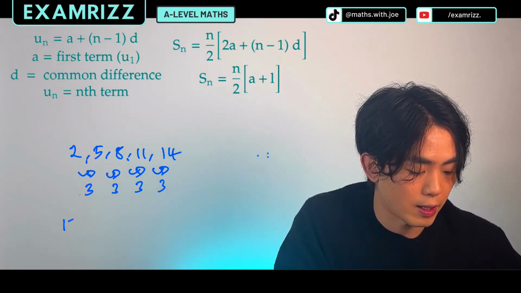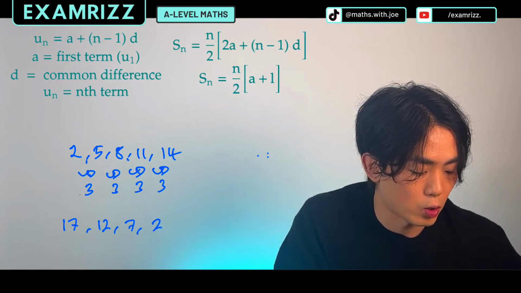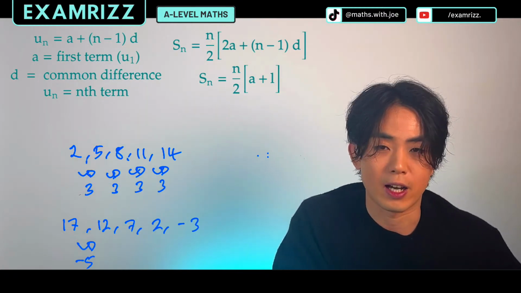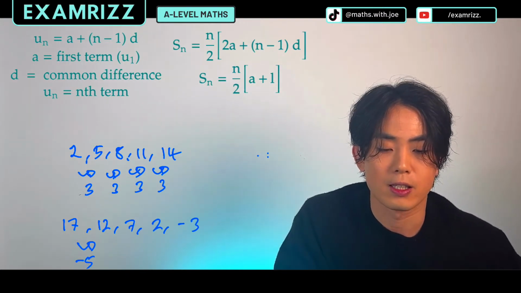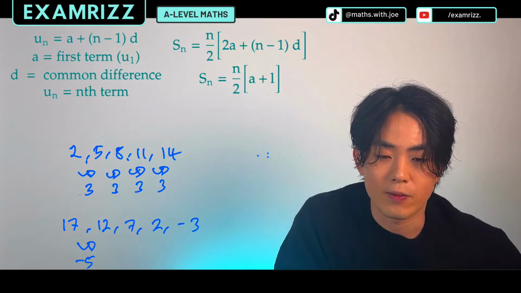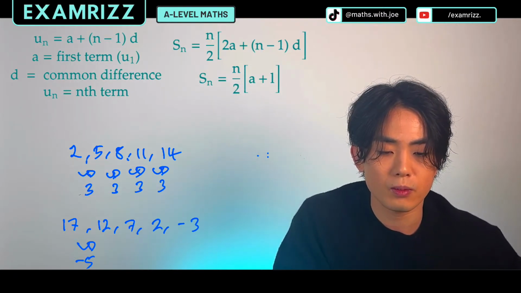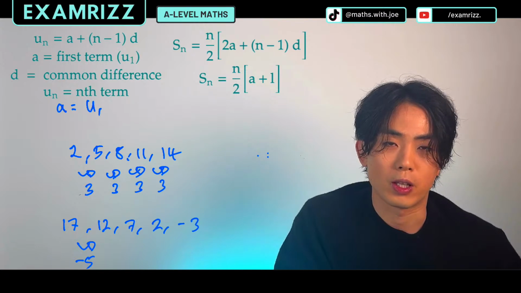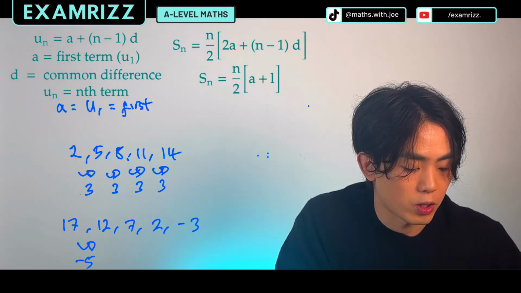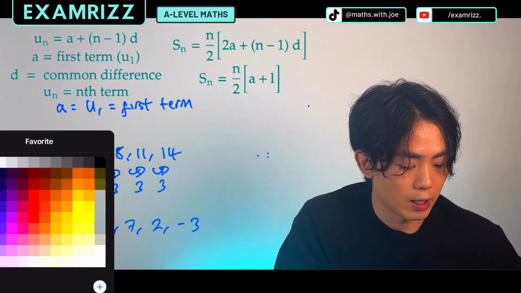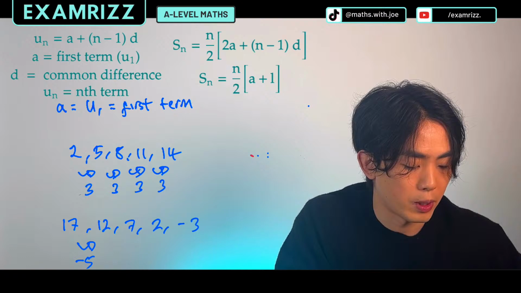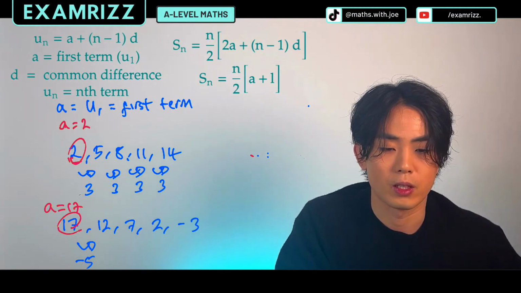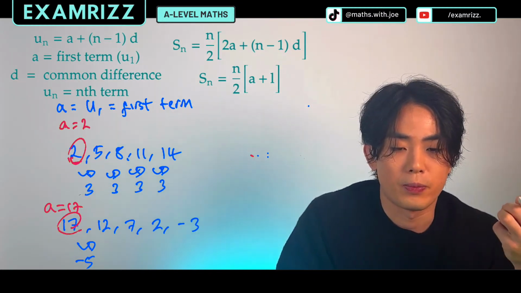So for example, if I had a series like 17, 12, 7, 2, minus 3, you can see now we are going down by 5 each time. So in this case, we are decreasing by 5, and our common difference, our D value, is going to be -5 in this example. Our A value, which we also need to learn, is sometimes defined as U1. This just represents the first term of the sequence. In our first example, our A term will be 2, and in the second example, our A term will be 17. Those are the 2 main things we need to know about the arithmetic series.